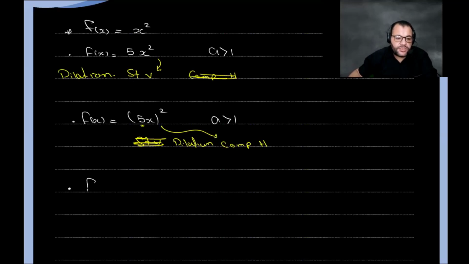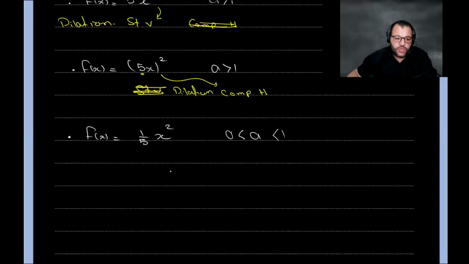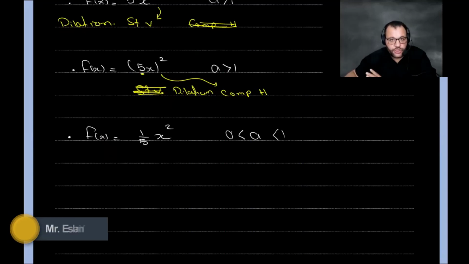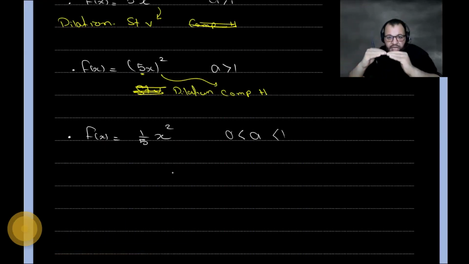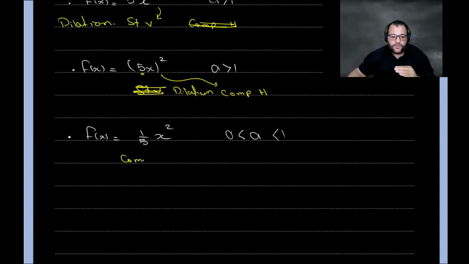Again, for this one, when I say the function f of x equals 1 over 5 times x to the power 2, now the function is multiplied by a greater than 0 and smaller than 1. What is the meaning of a greater than 0 and smaller than 1? It means we multiply by a fraction. Multiply by a fraction, what will happen to the answer? The answer will increase or decrease? Decrease. It means it will go down. Going down, it will be compressed vertical. Because it's compressed vertical, it will stretch horizontal.